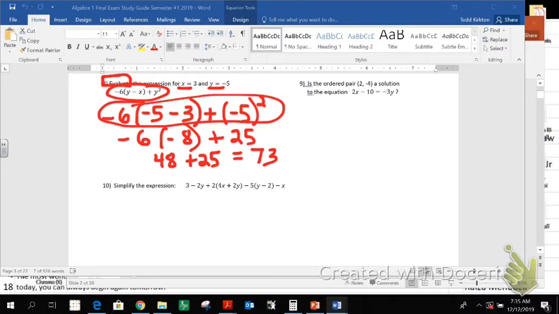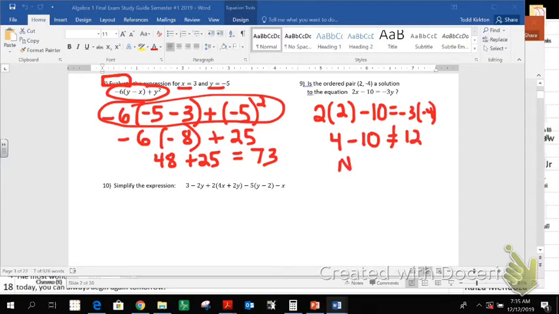Okay, is the ordered pair 2, negative 4 a solution? This is substitution. We're going to take out, and I'm going to write it with just parentheses and put in my variables. So x is 2, so 2 goes here. Y is negative 4. And we want to see if we end up with a true statement. So we have 4 minus 10 equals 12. Well, I know 4 minus 10 does not equal 12, so the answer would be no.